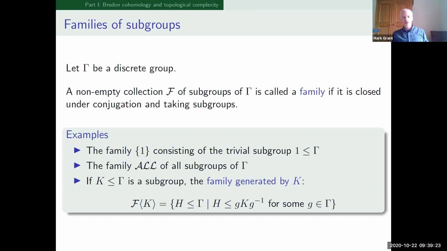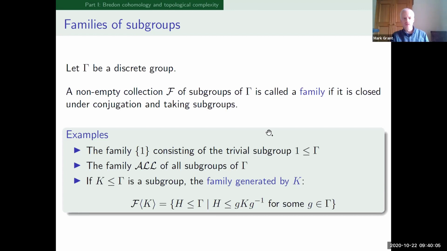So I'm going to use gamma now to denote an arbitrary, well, I'll stick in the world of discrete groups. So gamma is an arbitrary discrete group. Curly F is a family if it's a non-empty collection of subgroups of gamma, which is closed under conjugation and taking subgroups. This is, I think, a slightly stronger definition of family than we use in our paper, where we just insist that it's closed under conjugation and finite intersections. But it makes, for me at least, some of the statements I'm going to make a bit cleaner.